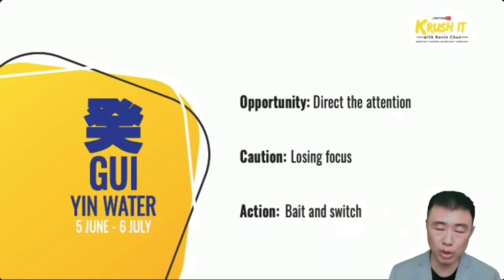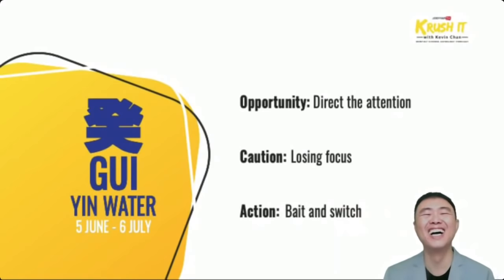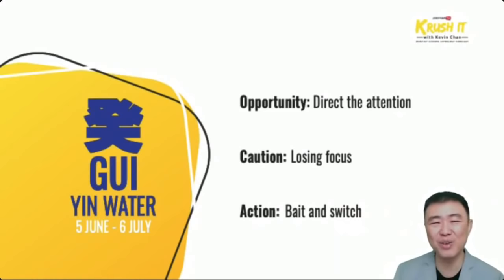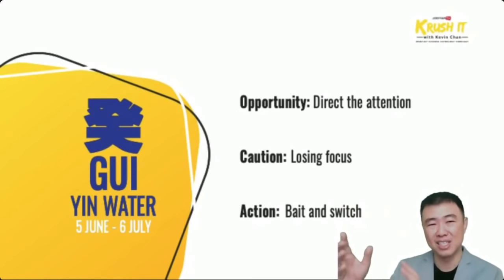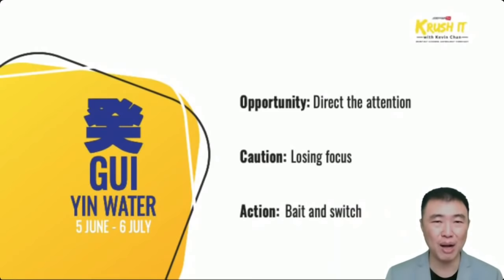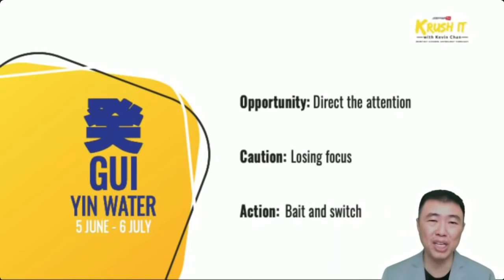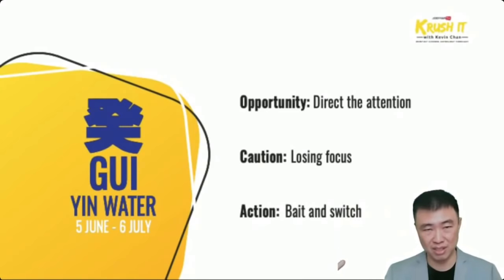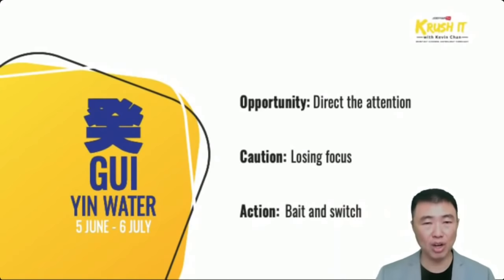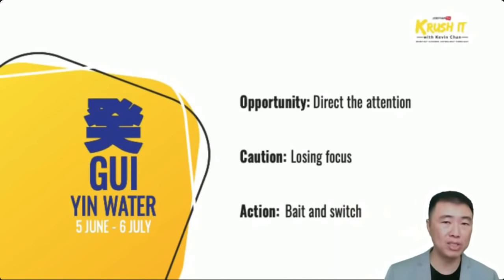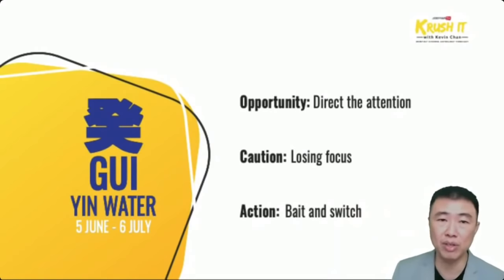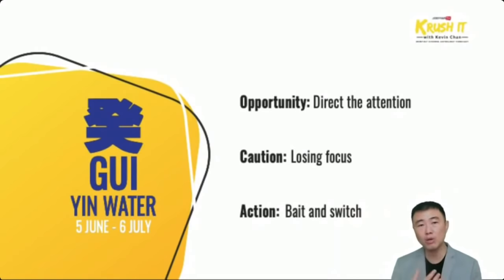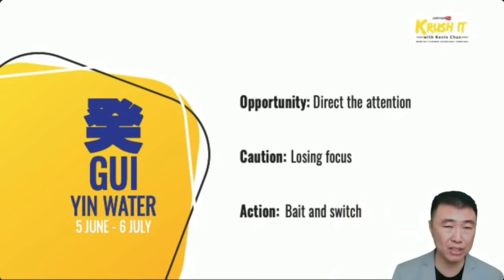Here's the thing: Kui water is notorious for losing focus. Why? Xin metal is your indirect resource, coupled with the Kui water's natural ability to lose focus. A lot of things come in, a lot of things within. Before you even start anything, you might scare yourself off. So you need to learn how to redirect attention.